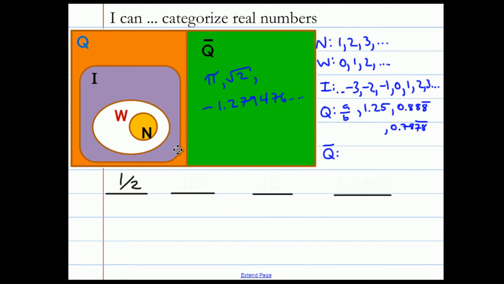So 1/2, well, what is 1/2? It's not natural, it's not whole, it's not an integer, it's not irrational. This is a rational number.